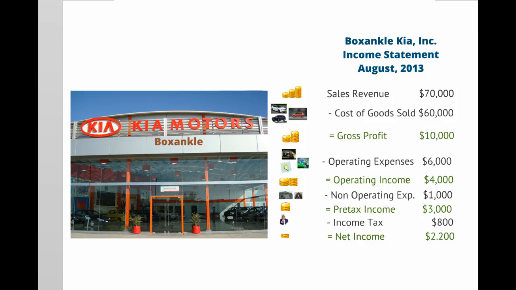Finally, remember that you need to be able to calculate and understand the profit margin, where we ask, well, what percentage of this $70,000 gross sales revenue do we get to keep in net income? So we divide $2,200 over $70,000 to give us 0.031, which is 3.1% profit margin.